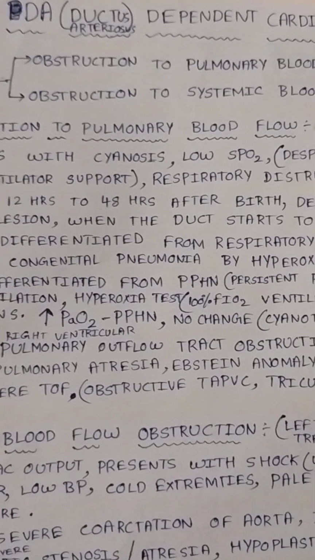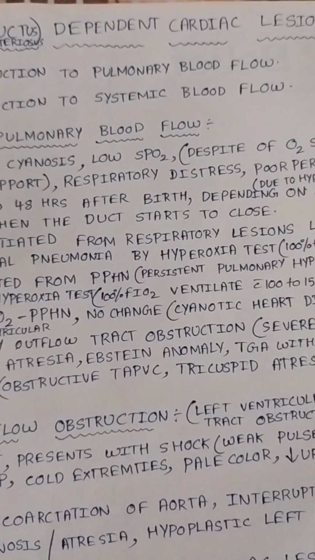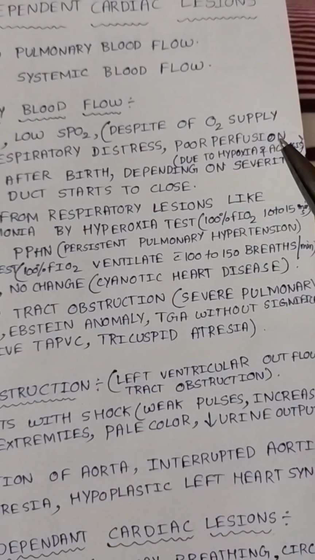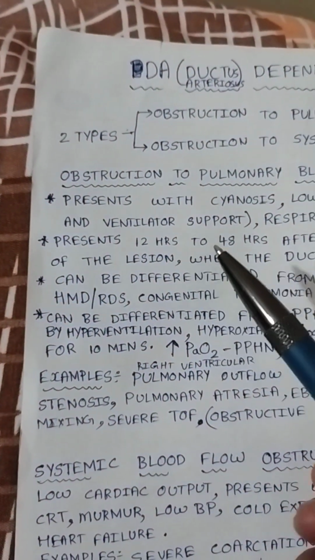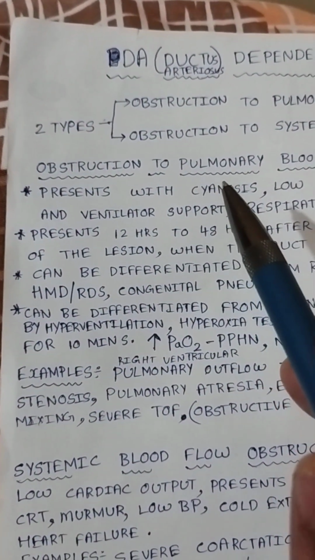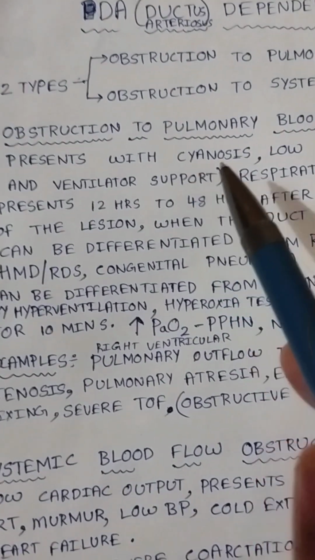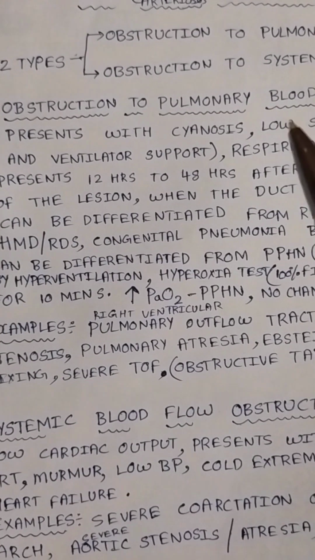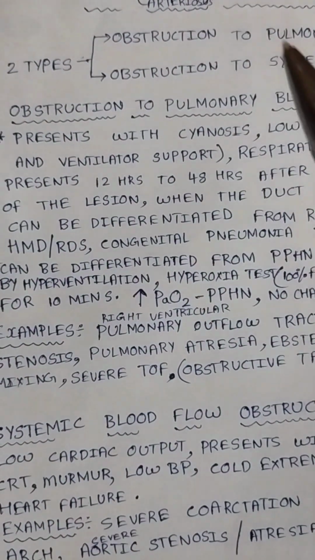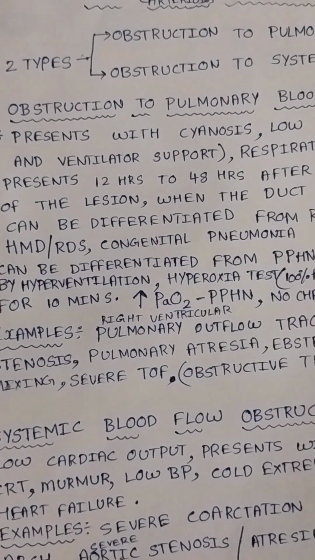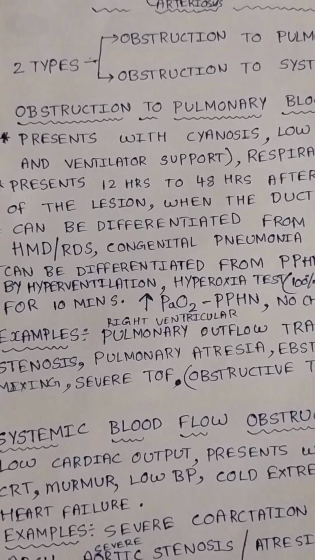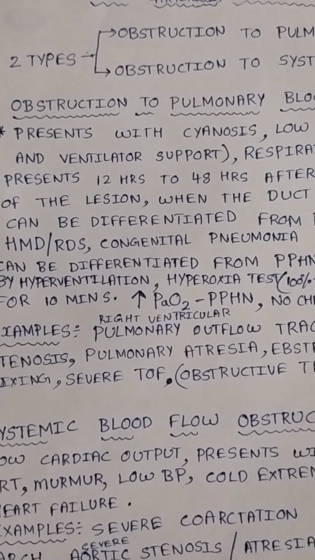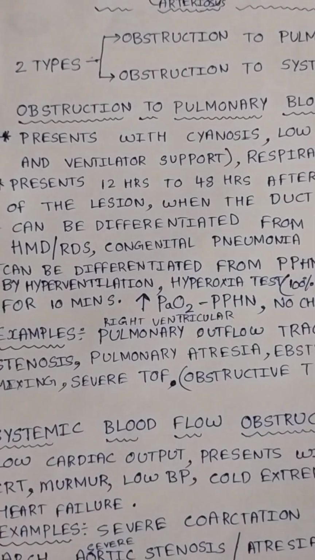So there will be cyanosis, there will be low SpO2 despite oxygen or ventilator support, respiratory distress and poor perfusion. So mainly in pulmonary blood flow obstruction you will see cyanosis. If you see cyanosis which is not improving, or low SpO2 which is not improving even after oxygen support or ventilator support, then you should suspect a duct dependent pulmonary blood flow lesion, obstruction to the pulmonary blood flow.